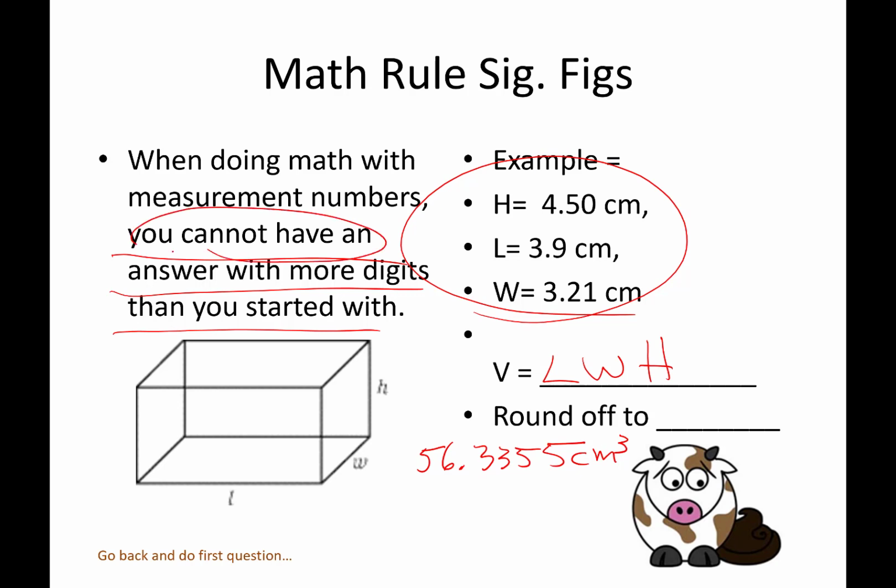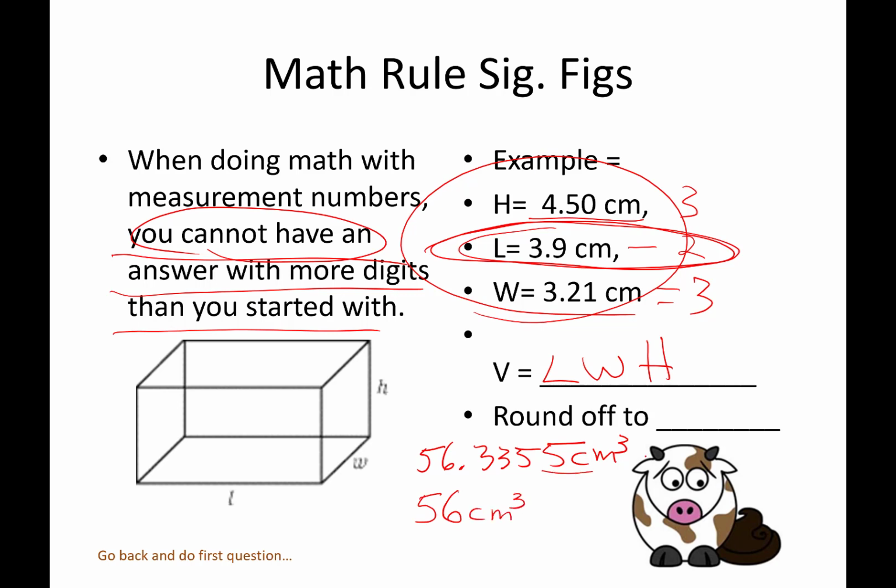So how many digits do I round off to? You cannot have more numbers in your answer than the smallest number of sig figs you started with. This one has 3 sig figs, this has 2, this has 3. The smallest number I put in the calculation has 2, so I have to round this off to 2, 56 cubic centimeters. The rest of this stuff, I call it calculator diarrhea. It doesn't really matter. It comes out of the calculator and it's good for nothing. So it doesn't matter.